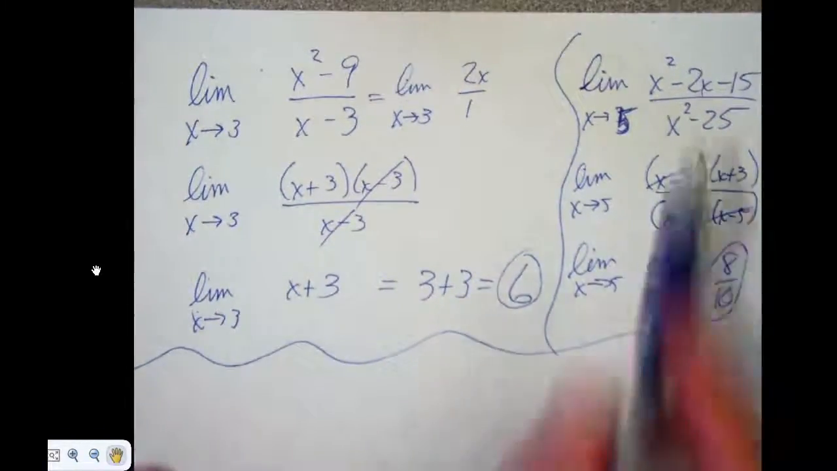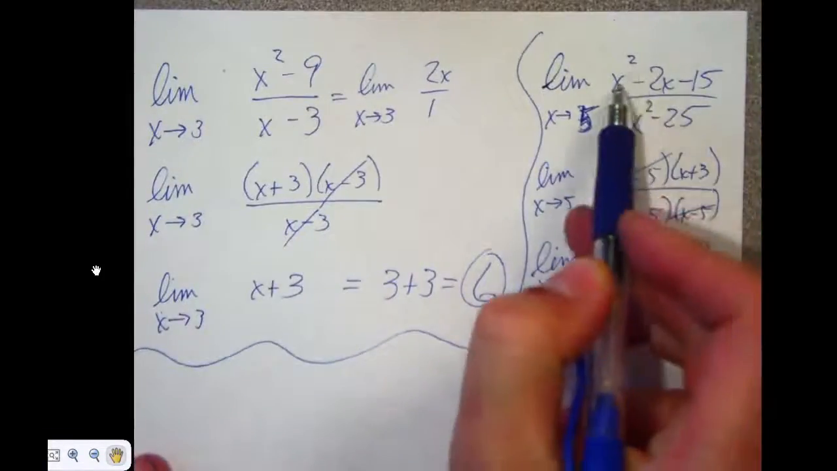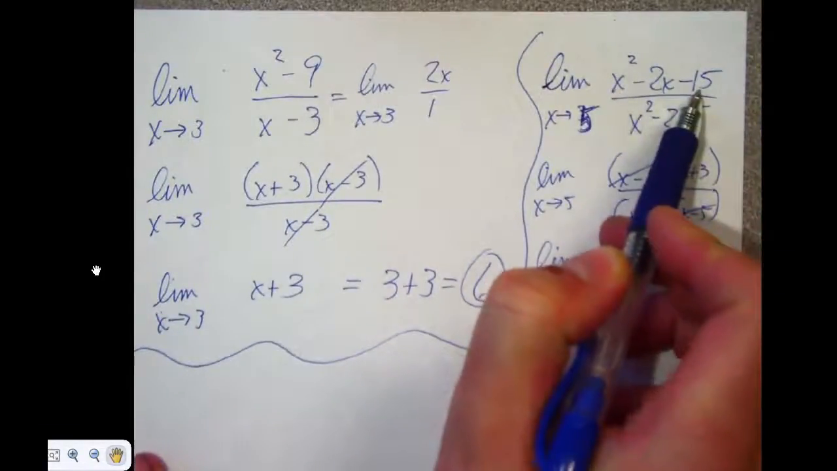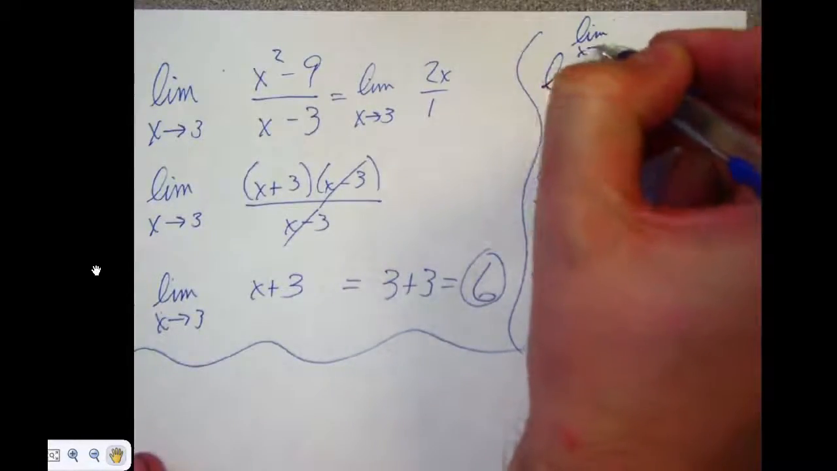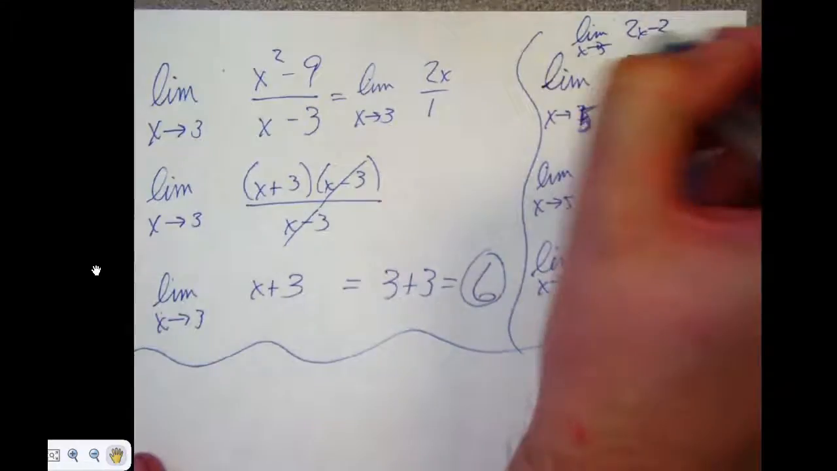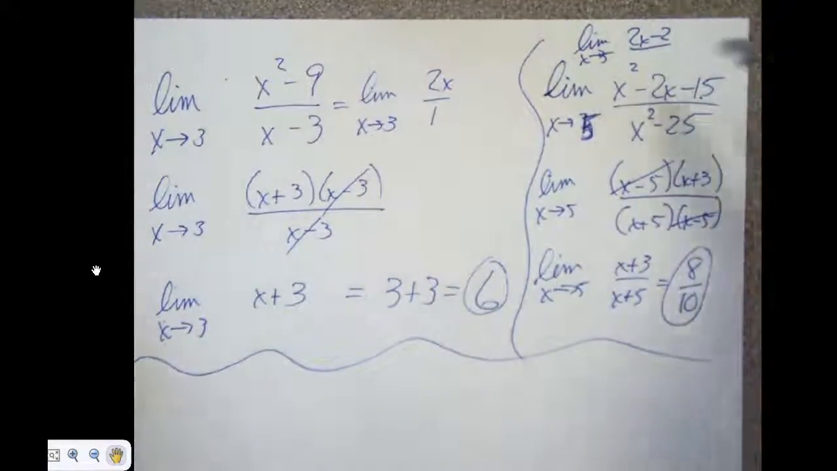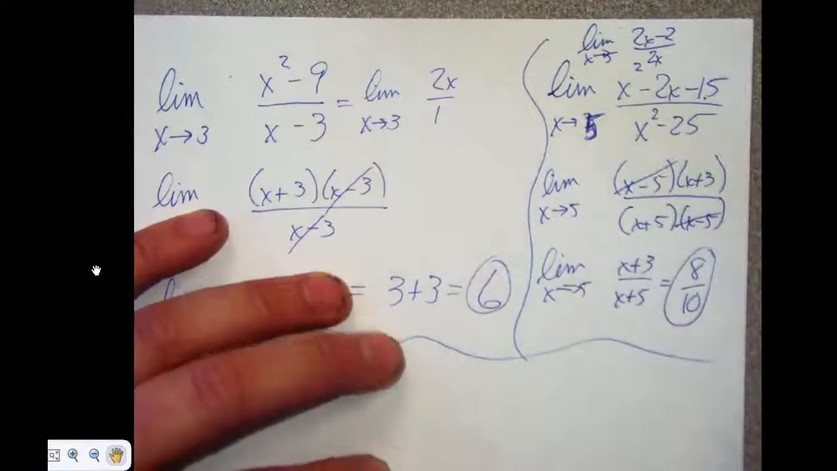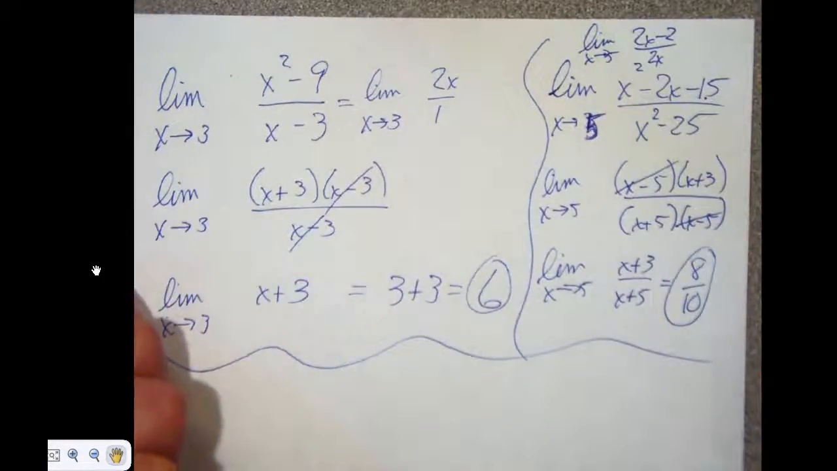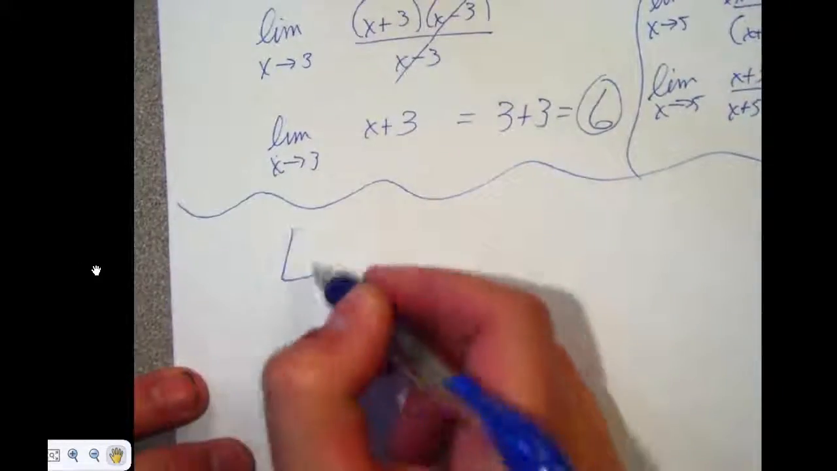Over here, what's the derivative of the top? 2x minus 2. It works, yes. What's the derivative of the bottom? 2x. Plug in 5. What do you get? That's beautiful. You get 8 over 10, right? Wow. So this is what's called L'Hopital's rule.